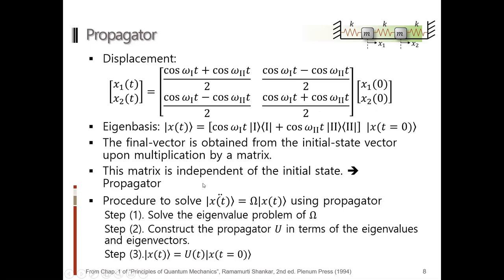Finally, if I try to summarize what we did up to now, it can also be re-represented in this way. We first found the eigenvectors corresponding to the Hermitian operator here. Then we constructed the propagator in terms of the eigenvalues and eigenvectors. And then the final state appears as an abstract vector. Depending on what information you are interested in, it can be represented in the eigenbasis, or it can also be represented in the displacement basis, meaning that each of the vector components will represent the position of each individual mass.